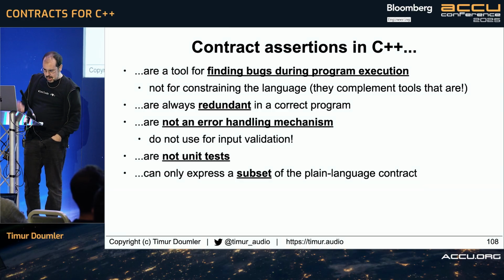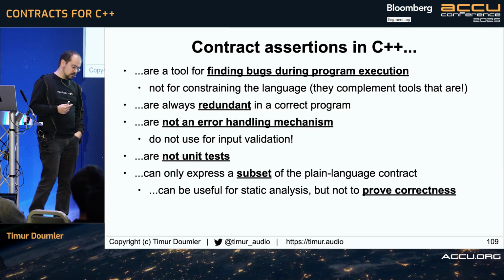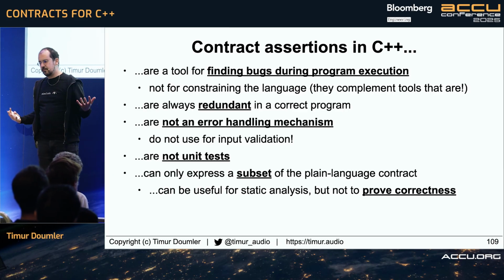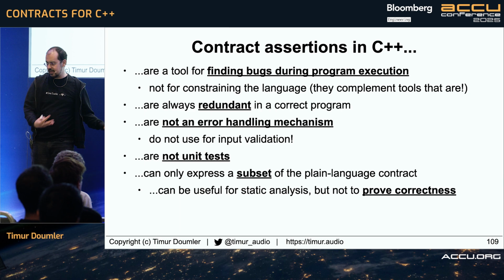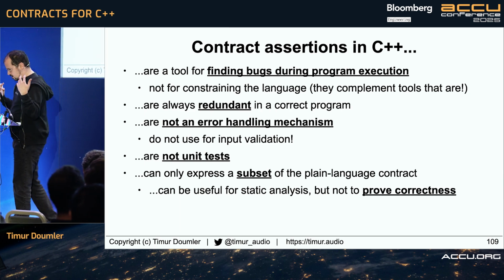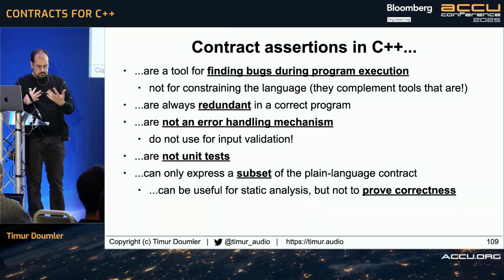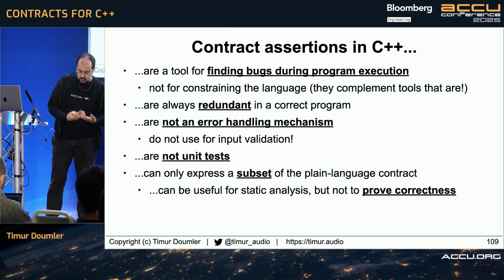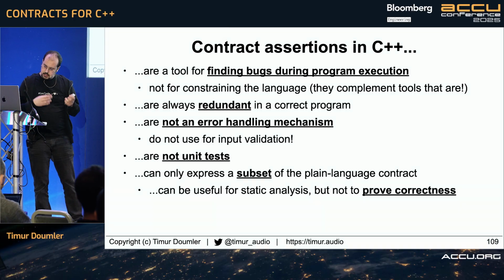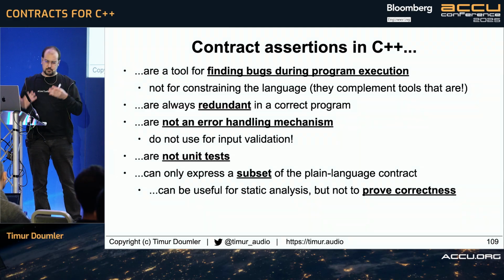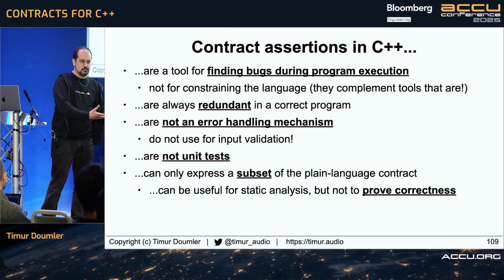And so they are useful for static analysis, right? So a static analysis tool can look at these assertions and try and figure out what they mean and try to find bugs that way. But sometimes, they won't be something that the static analysis tool can usefully use. And in particular, because it's only a subset, you cannot use contract assertions to prove that your program is correct.